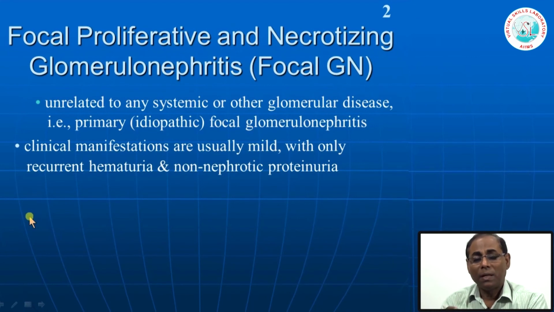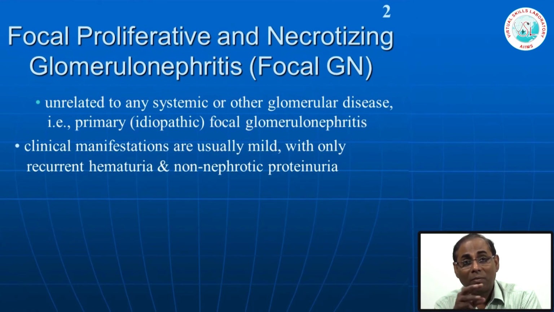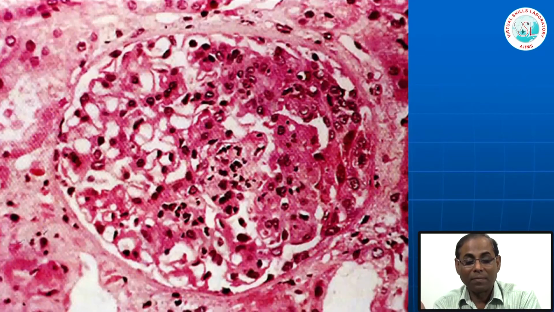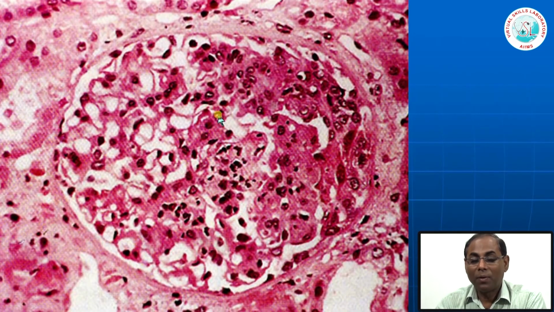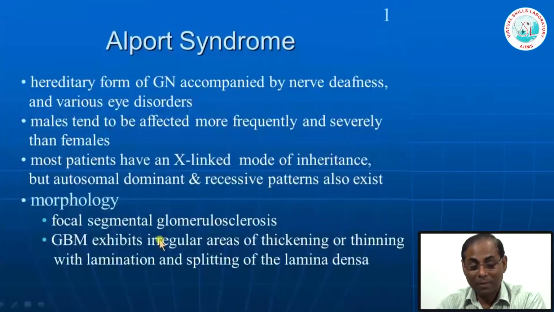So this sometimes overlaps with many of the glomerulonephritis which I have already described or we have discussed. Now this is one, for example, where one segment is hypercellular with both the endothelial cells and mesangial cells, with neutrophil infiltration. So this is typically a focal proliferative glomerulonephritis.